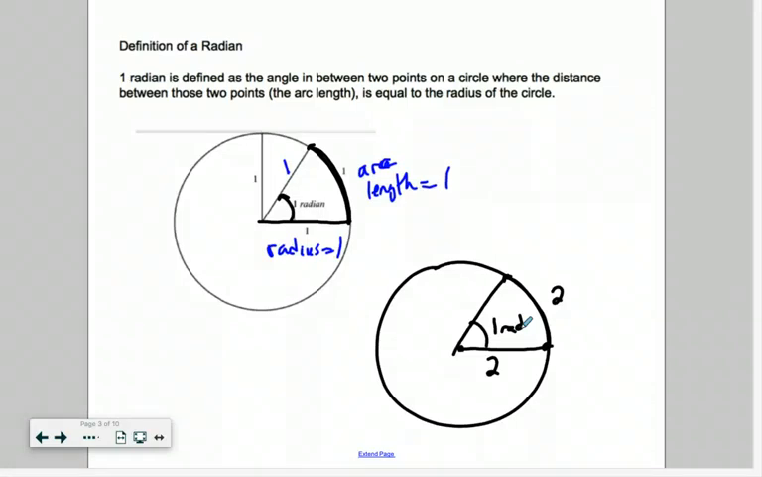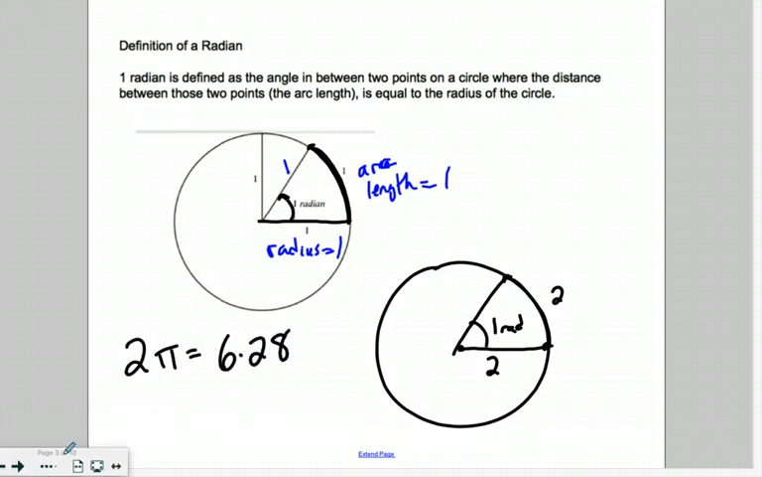And where that's coming from is 2 pi. We talked about going all the way around the circle being 2 pi, where if you did 2 times pi, 2 times 3.14 is 6.28. So every circle has 6.28 radians in it.